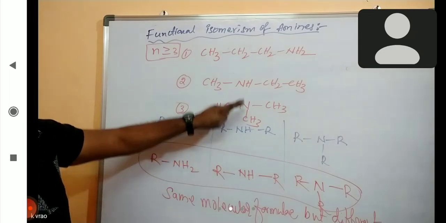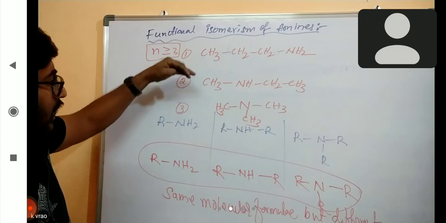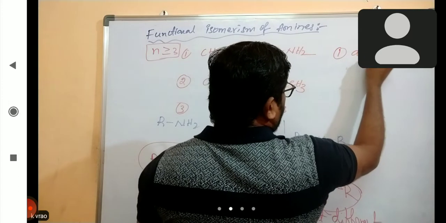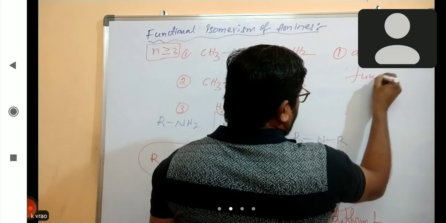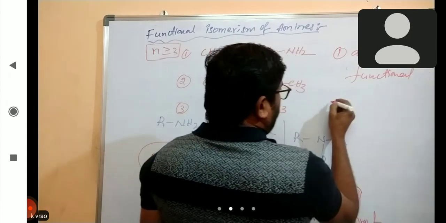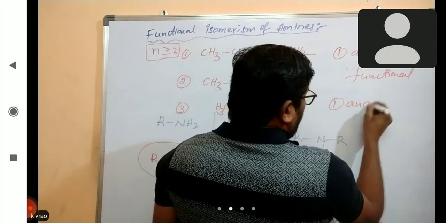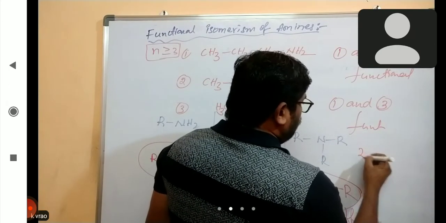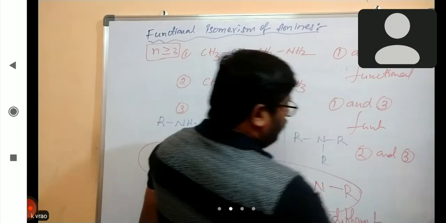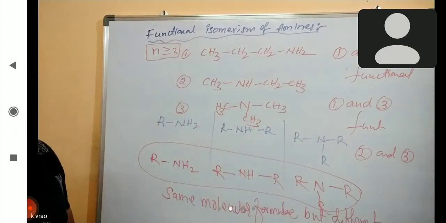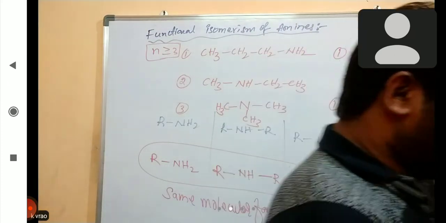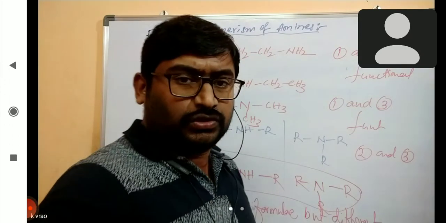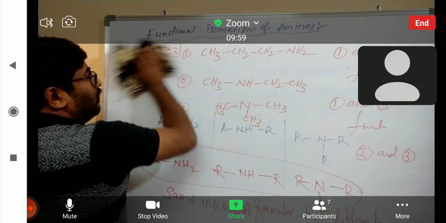So primary amine, secondary amine, and tertiary amines are functional isomers. The relation between 1 and 2 is functional isomerism. 1 and 3 are also functional isomers. And 2 and 3 are also functional isomers, and the total phenomenon is called functional isomerism. Is it clear to all?